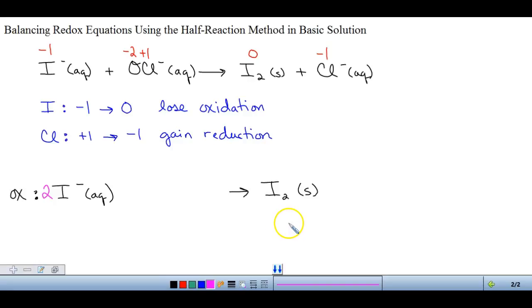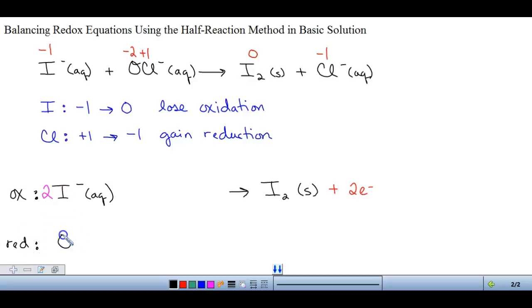So we need to balance the charges. And our reactant side has 2 iodide ions, making it a -2. Product side is 0. The only thing we can do is add electrons, so I'm going to add 2 electrons to the product side, which makes sense because this is an oxidation half, and if you're losing electrons, then electrons should be a product. Let's move on to the reduction half.